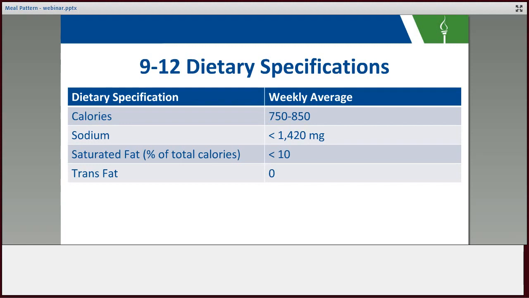sodium. You'll notice that there's no overlap for grades K through 8 and 9 through 12, and that is because there is no overlap between the calorie limitations. The lowest amount of calories you could serve to 9 through 12 is still higher than the highest amount of calories you could serve to a 6 through 8 student. So that is the reason that those meal patterns need to be completely separate.